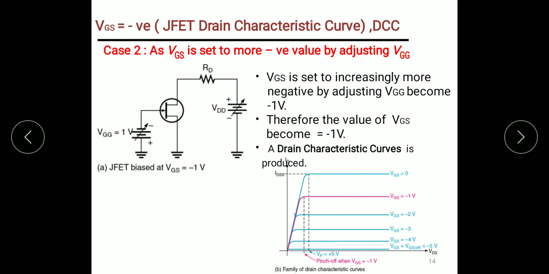Now as we go on VGS towards negative side, as VGS is set to more negative value by adjusting VGG, this voltage is now slowly increased from 0 to negative value. See here, VGS curve was this when VGS is 0. As we go on increasing VGS to negative side, the same curve is obtained but at a lower value of drain current ID.